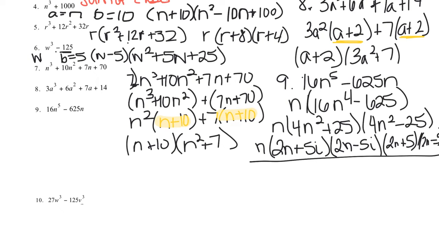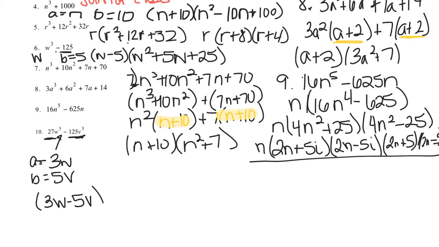Move some of this up. This is the last problem. So 27 is a perfect cube, and 125 is a perfect cube. So now we have a difference of cubes. In this case, my A is 3w, and my B is 5v. So I'm going to go back to my sum and difference pattern. A minus B, 3w minus 5v.